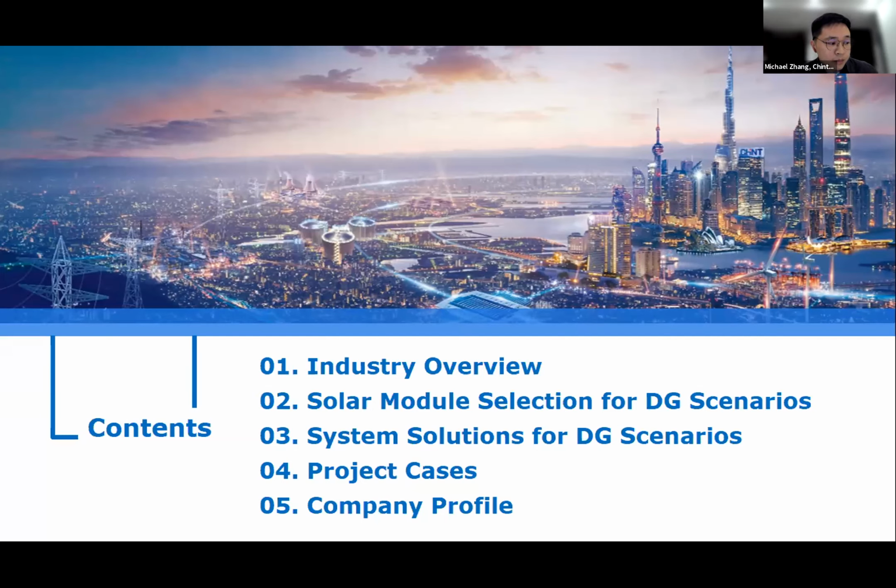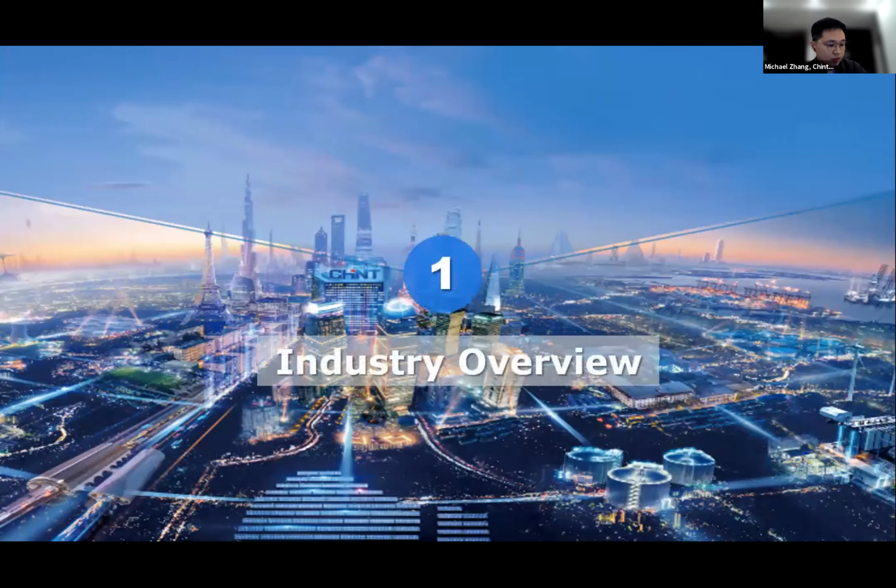The third part is about the system solution for DG scenarios beyond the existing system solutions we have now in the market. We would like to present our solution, which is called the Telogy. The fourth part, we would like to show some project cases we did in China. And the last part, we will have a brief introduction of our company. So let's start.